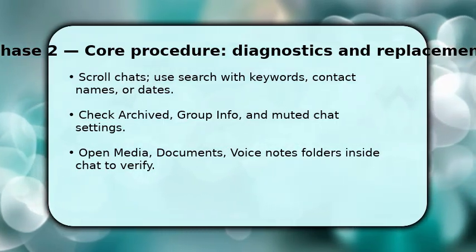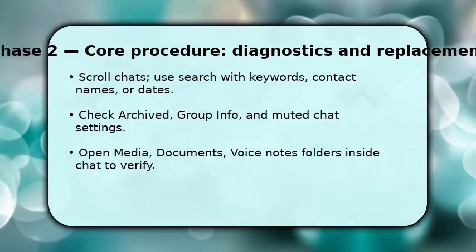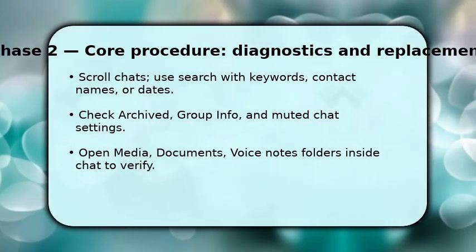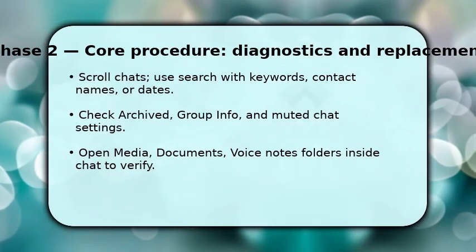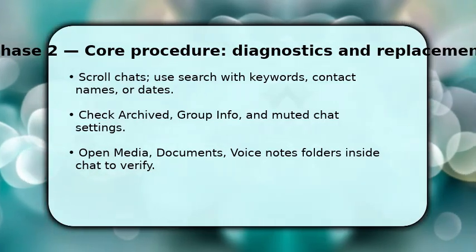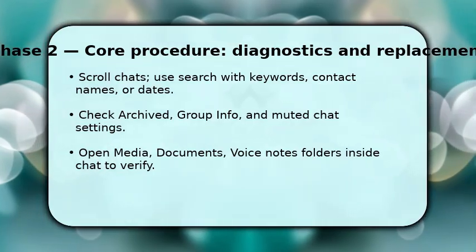Also inspect group settings and muted conversations, because muted groups still receive messages you might miss. For each chat, open the Media, Documents, and Voice Notes panels to verify attachments arrived. Doing these checks ensures you see everything, including media that doesn't show in the chat preview.